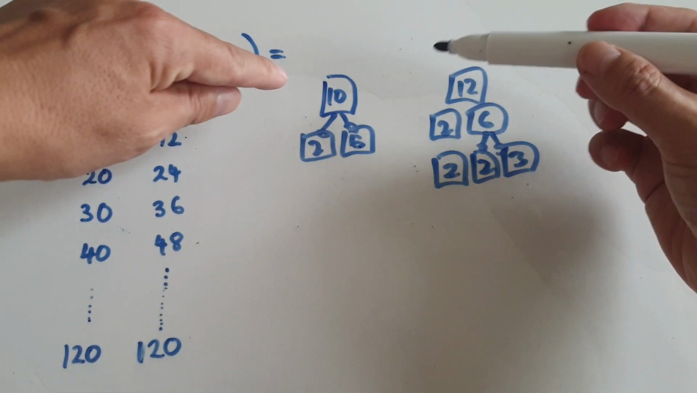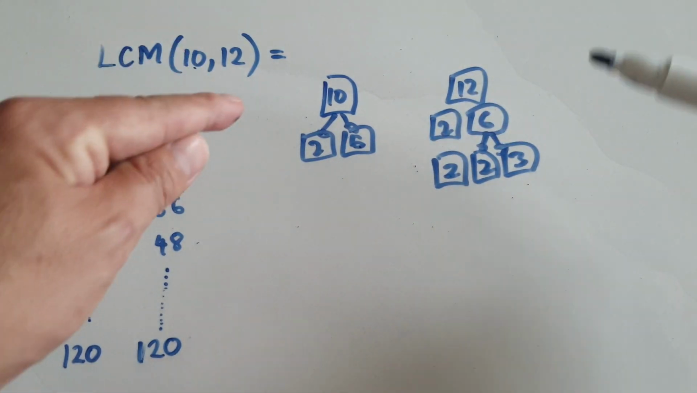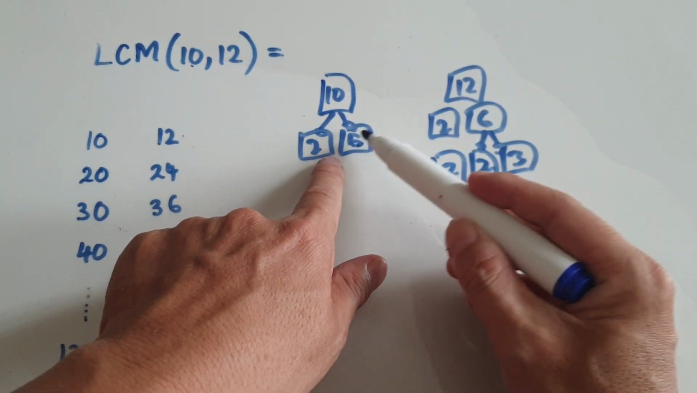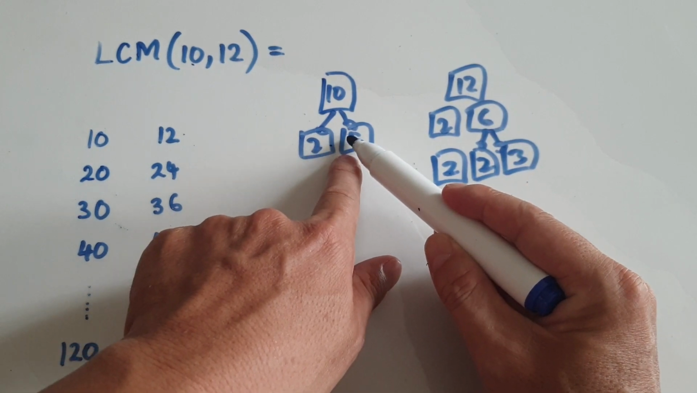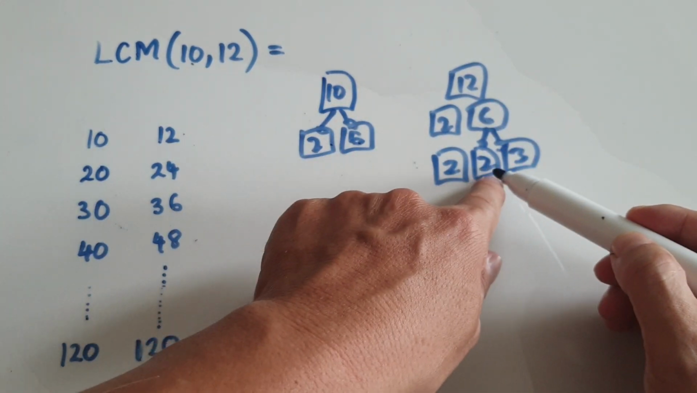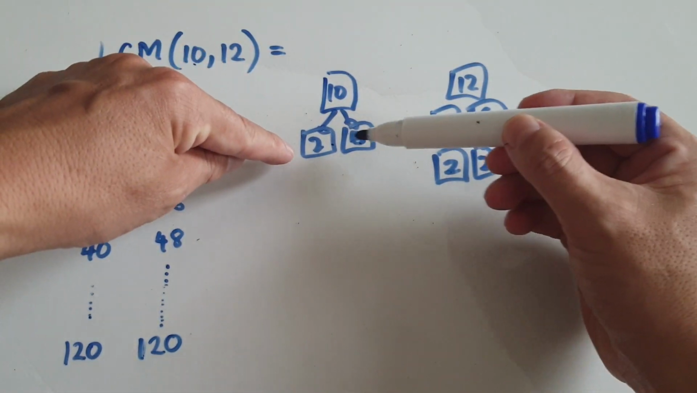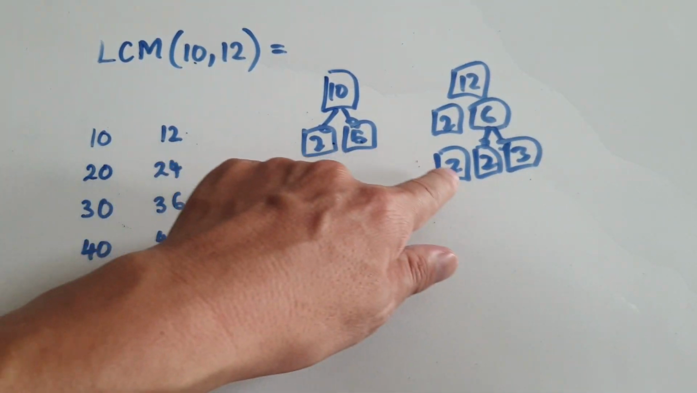So basically, you want to break up your number into products of primes. You see, all these are prime numbers, and product means multiply. So this multiplied with this will give you 10. This times this will give you 12. So break up your number into a product of primes. All these are primes here.